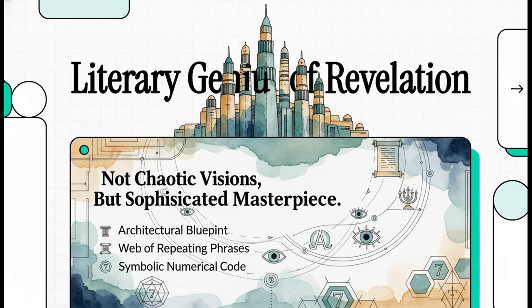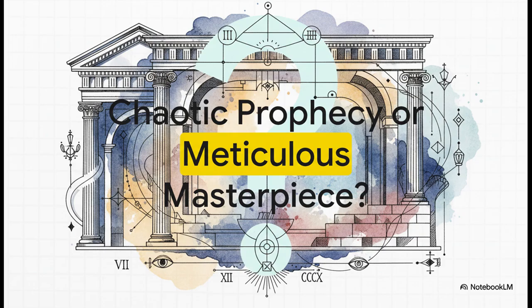Let's talk about the Book of Revelation. For so many people, that name alone just means chaos, right? Bizarre visions, confusing prophecy. But what if that's a complete misunderstanding? What if, hidden in plain sight, Revelation is actually one of the most sophisticated and meticulously constructed literary masterpieces of the ancient world? I mean, that's the central question we're tackling here.